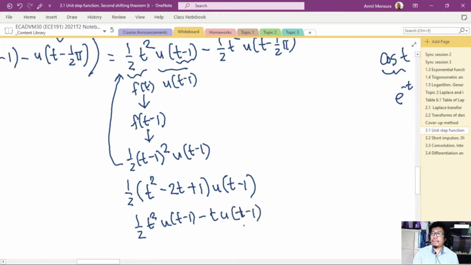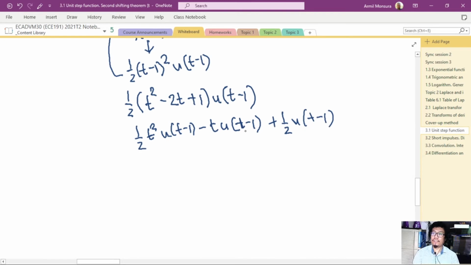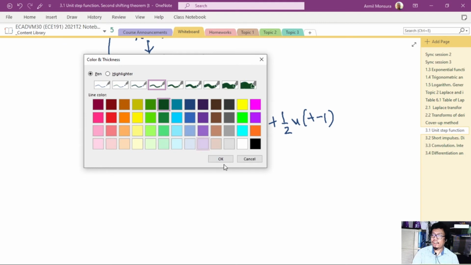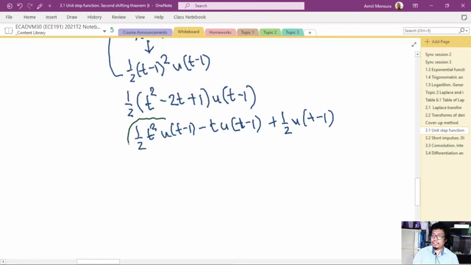Okay. And then this is plus 1 half of t. Oh, sorry, 1 half of simply u of t minus 1. Okay, so we have this as the expanded version of the new form. And as you can see, this is your original term. This is the original term that you had.